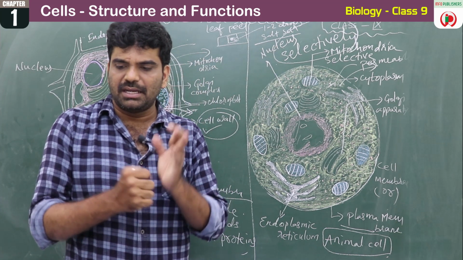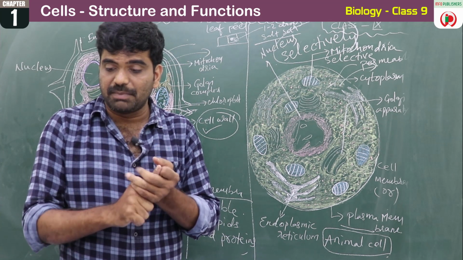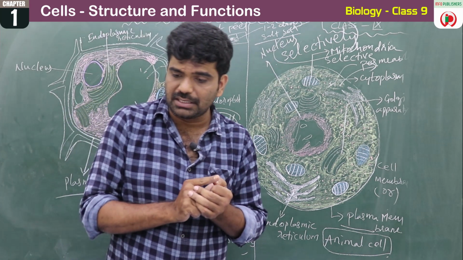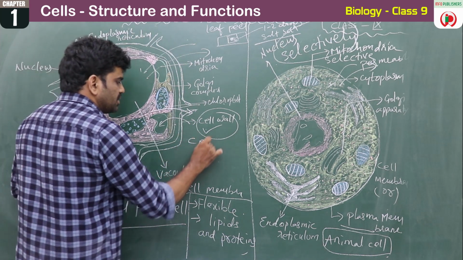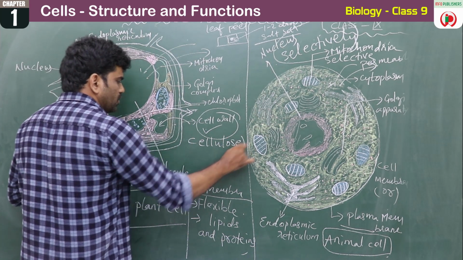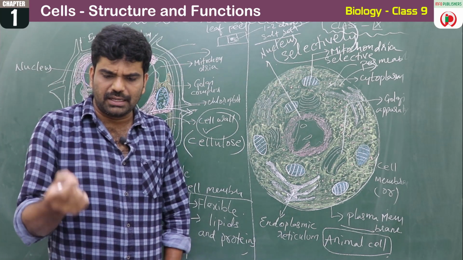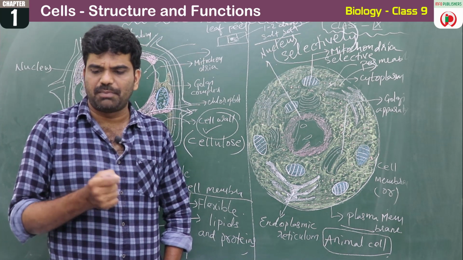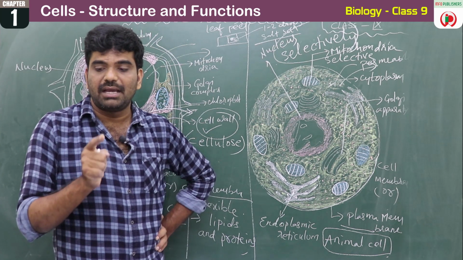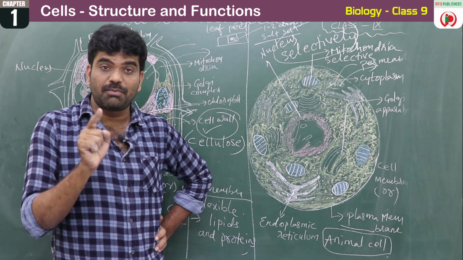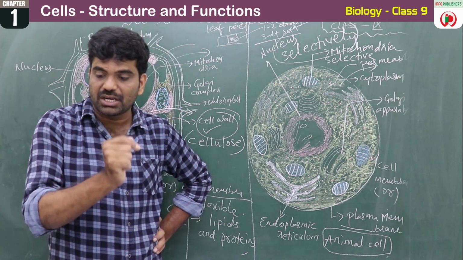Once again I repeat, the cell wall is the extra layer present in the plant cell, and it is made up of cellulose. The cell membrane, I told you clearly, is made up of lipids. The cell wall will be present only in plant cell and absent in animal cell. This tough but flexible porous layer decides the shape, and it helps in protection also.